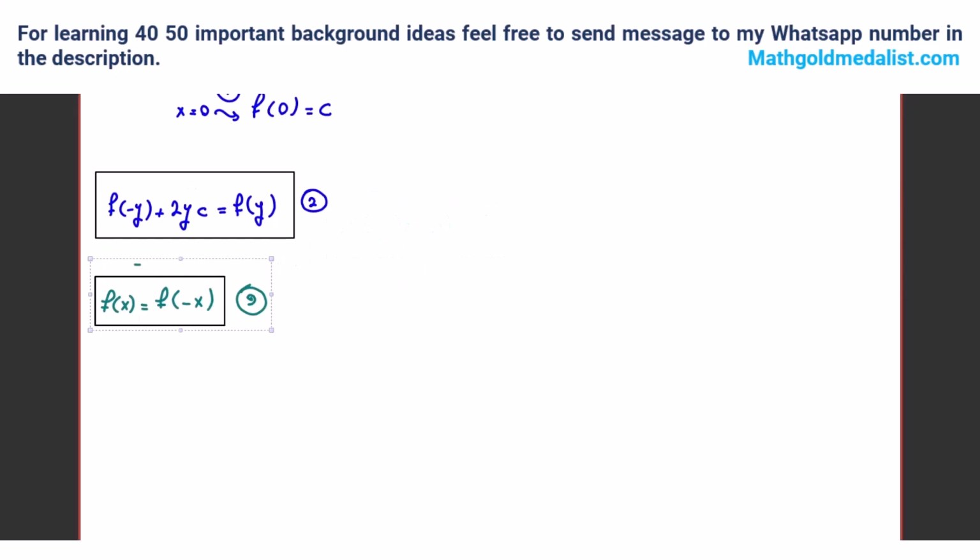So from these two results, we can conclude what? We can cancel these two things. So 2y c equals 0. And then we can select one y that is not 0. You can say, for example, y is 1. So 2c equals 0, so c equals 0. So let's put a box around this one, and it will be our 10th result.